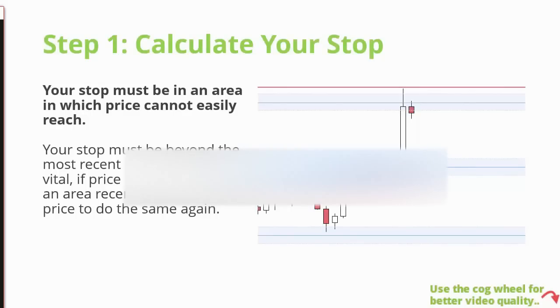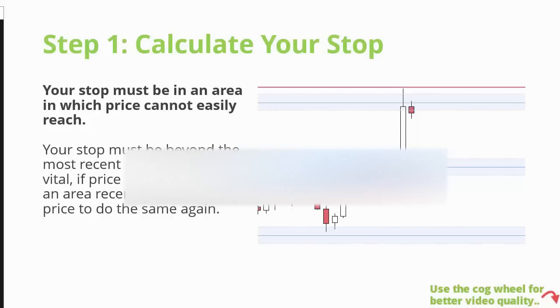After you find your trade, your first step is to calculate your stop loss. Calculating your stop loss is one of the most important things in Forex trading. It's kind of easy to do, really. The first rule is that your stop must be in an area in which price cannot easily reach. Now, why is that? It's because you don't want price to easily hit your stop loss.